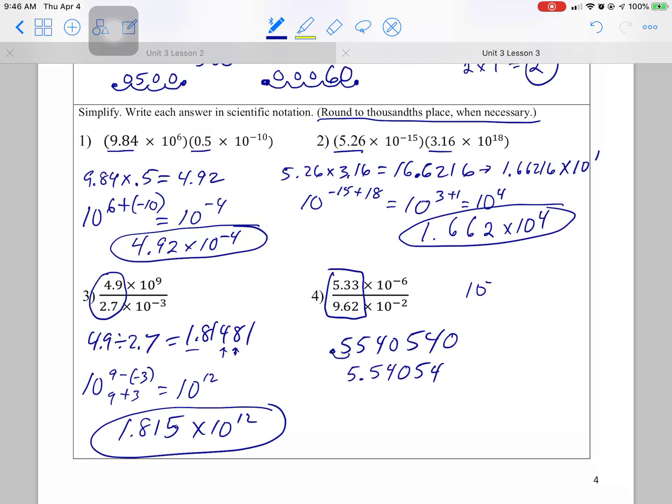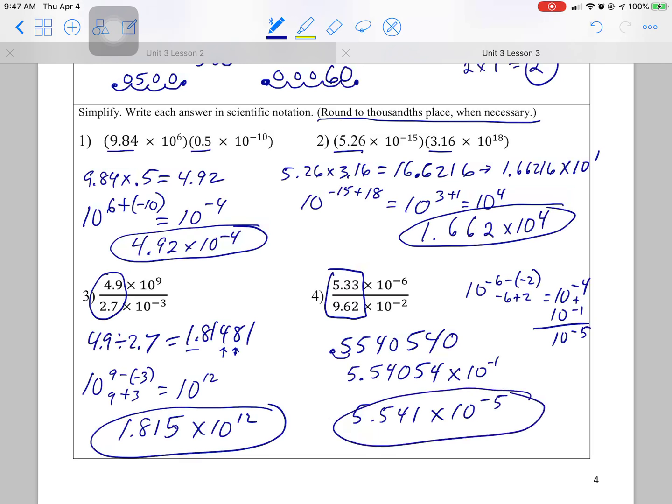All right, so 10 to the negative 6 minus a minus 2. Don't forget to do that. That's 10 to the negative 4. So this number, rounded to the thousandths place, times 10 to the negative... Ooh, what did I forget? I moved this thing. Which way did I move it? I moved it that way. So hang on. We're adding these, so that's 10 to the negative 5. So that's 10 to the negative 5. I almost forgot. Okay?